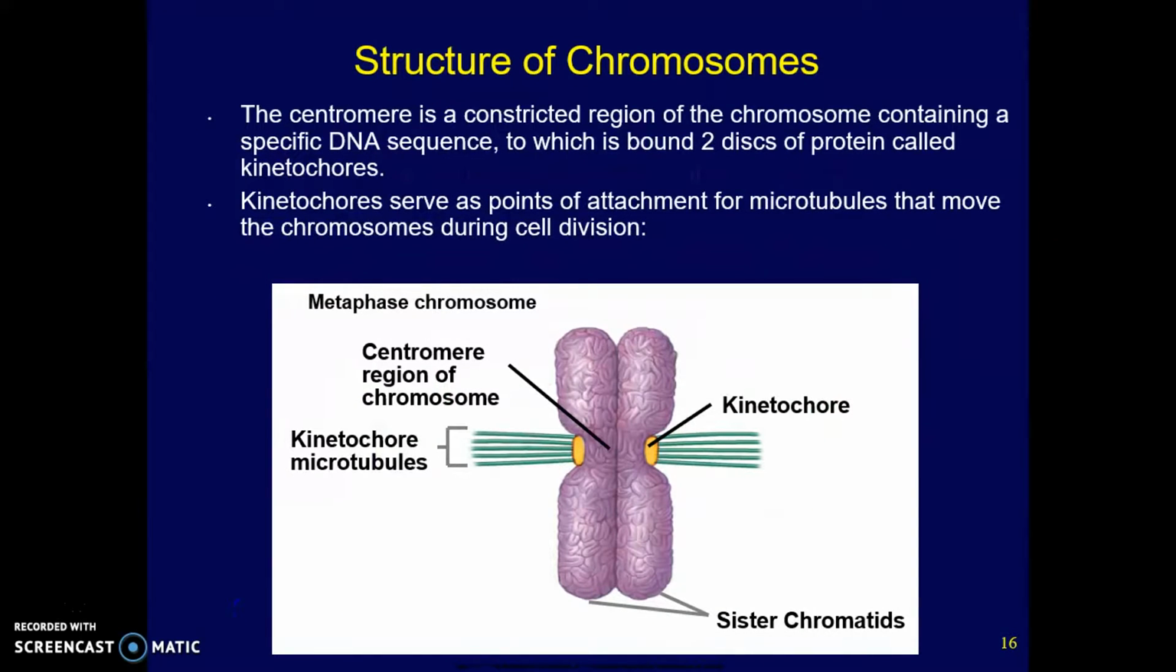The centromere is a constricted region of the chromosome containing a specific DNA sequence to which are bound 2 discs of protein called kinetochores. They serve as a point of attachment for microtubules to move the chromosome during cell division. And that centromere will actually line up in the middle during the phase of mitosis in nuclear division.